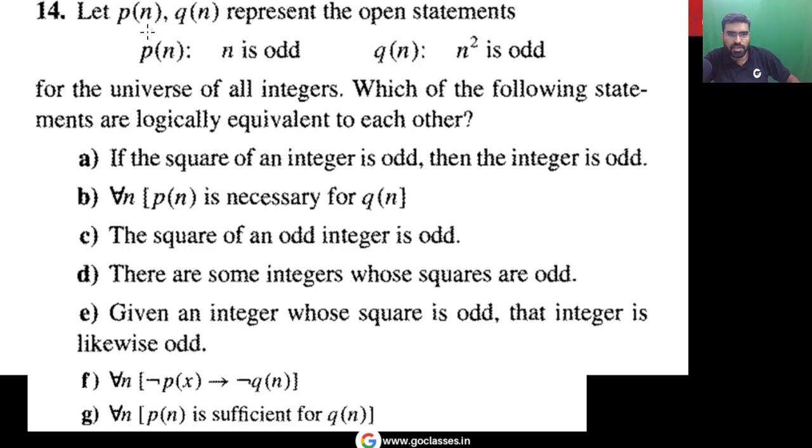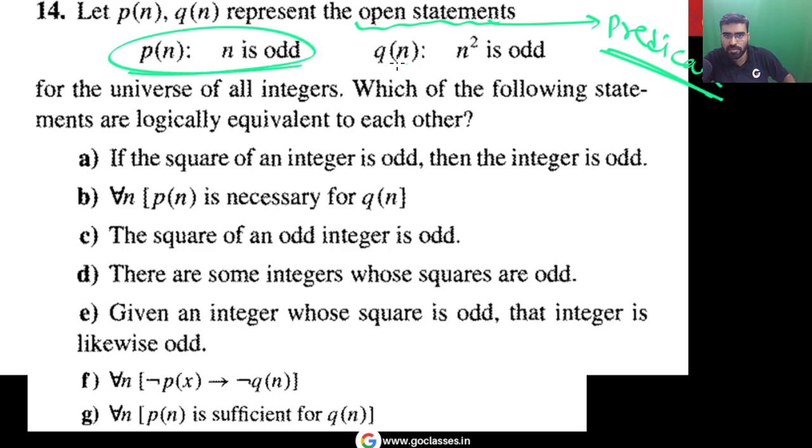Hi all. So let's solve this question. In this question, two predicates are given to you, Pn, Qn. These are predicates, open statements. Open statement means predicate, so remember, this is another name for predicate. You can call it predicate or you can call it open statement. So two open statements are given to you.